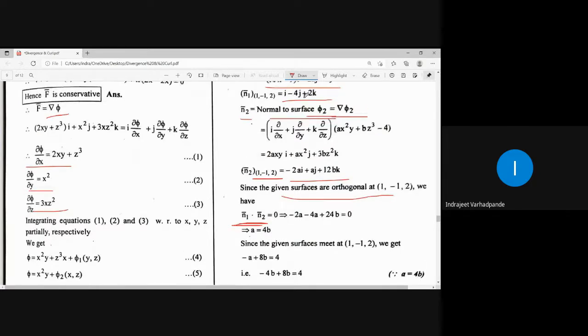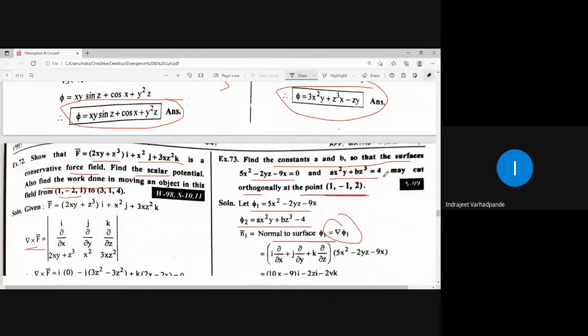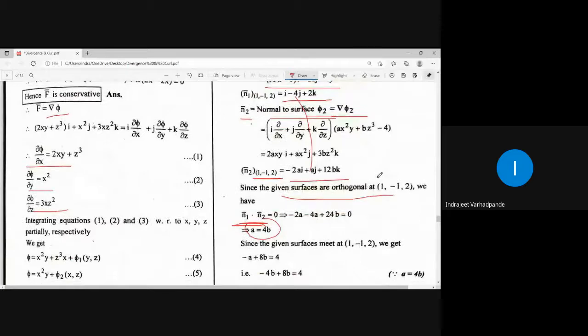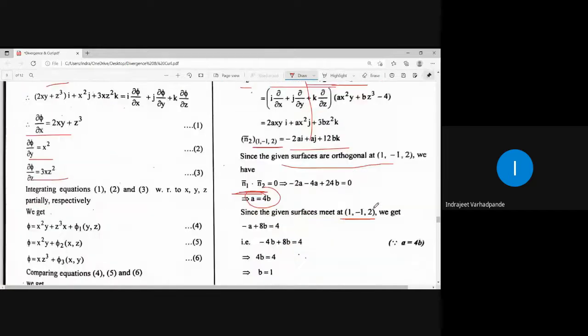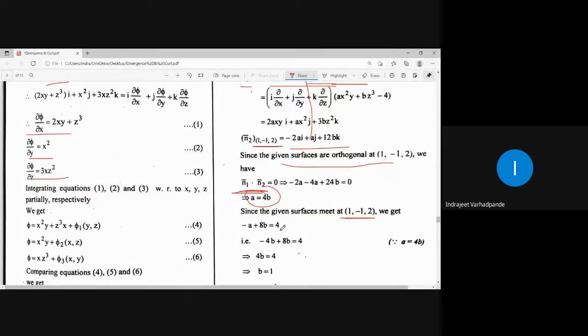So take the dot product of this with this, equate it with 0, and you get a equal to 4b. Also, one of the surfaces, which contains the point, shall help us get the value. As the surfaces meet each other at point (1, -1, 2), the relation we get is a plus 8b equals 4. So one of the relations I get after using the orthogonality concept is a equals 4b.